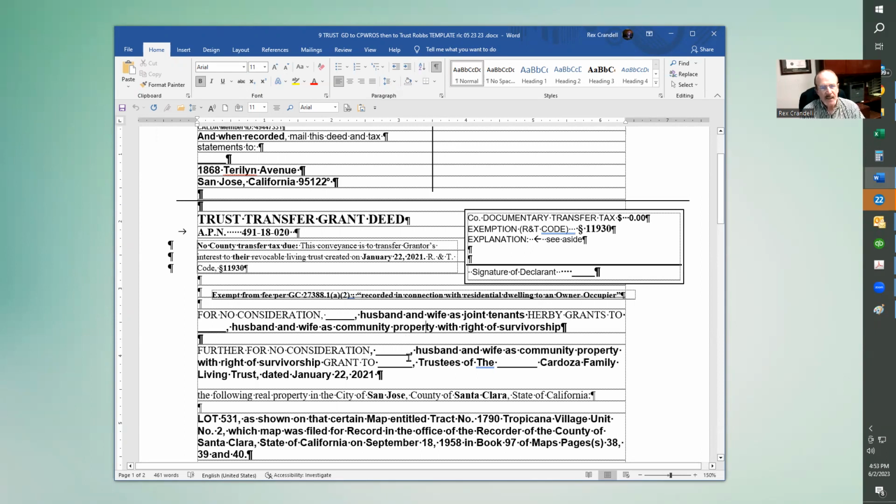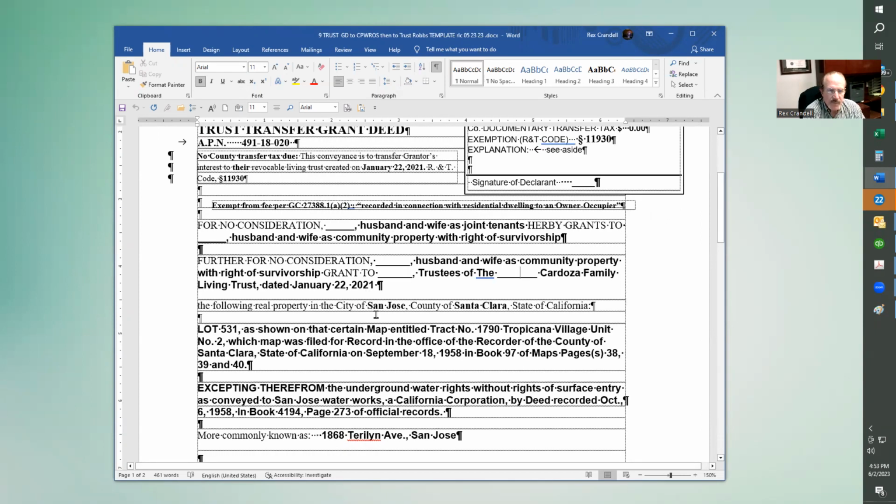And then we have a second grant coming out in the same document for husband and wife, community property right of survivorship grants to their family trust, dated. So that's the recipient. Now it's in the name of the trust. It's revocable. They can change it, do whatever they want.